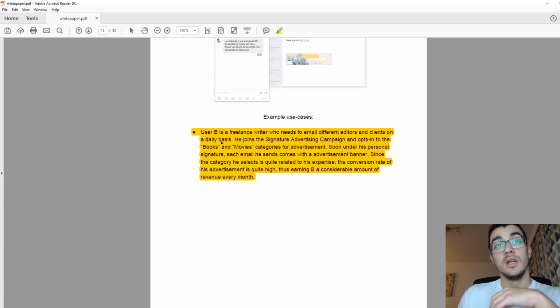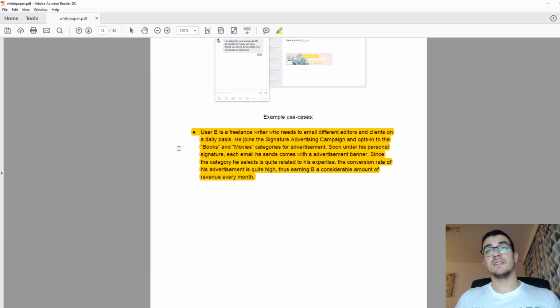Here's an example use case: User B is a freelance writer who needs to email different editors and clients on a daily basis. He joins the signature advertising campaign of MDT and opts into the books and movies categories for advertisement. Soon, under his personal signature, each email he sends comes with an advertisement banner. Since the categories he selected are quite related to his expertise, which is books, the conversion rate of his advertisement is quite high, thus earning B a considerable amount of revenue every month.